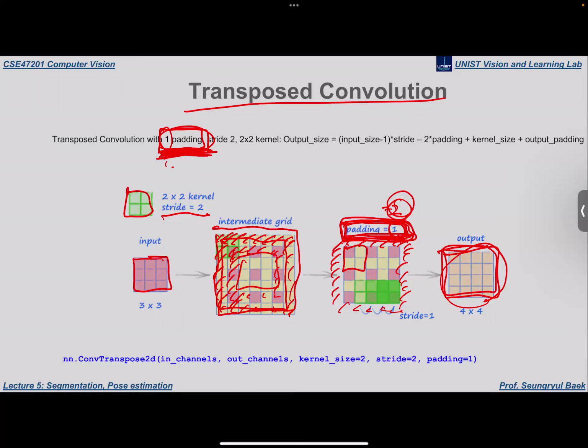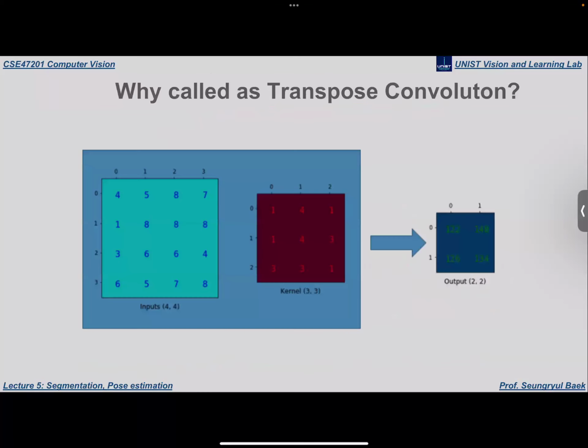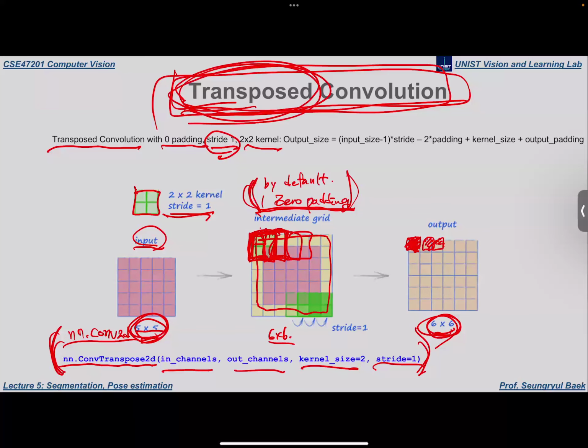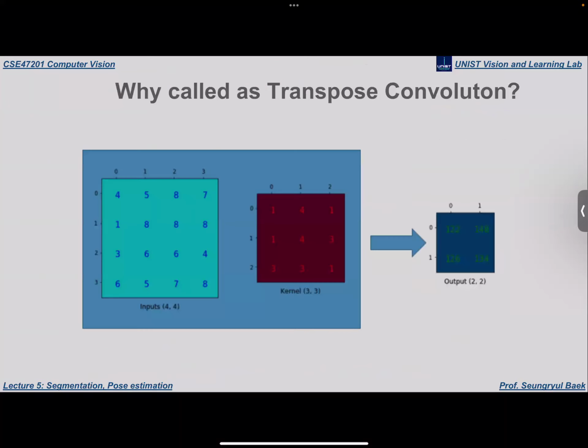So this is the transposed convolution operation. I will show you why it is called transposed convolution in the subsequent slide. But actually, it tends to have the opposite operation to the original convolution, and I will show you why it happens.